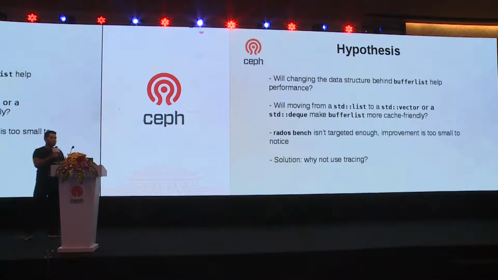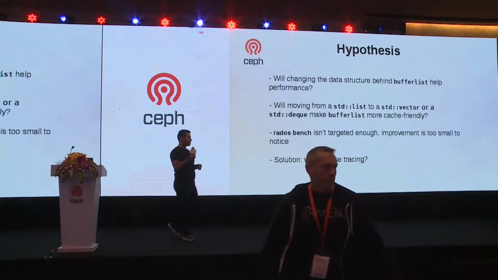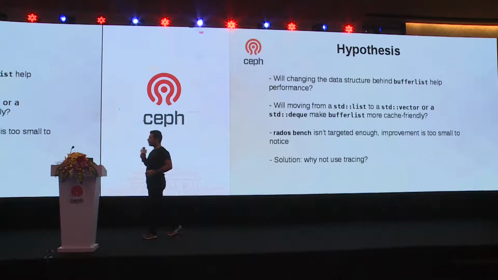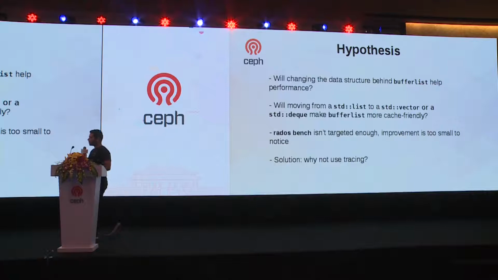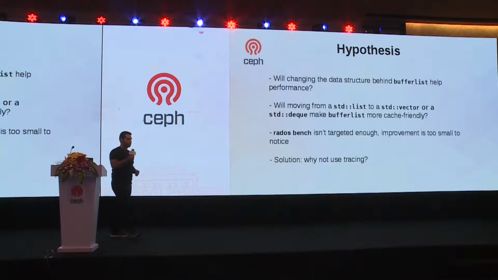How do we measure a gain, if any? I mean, such a change might be really, really small and insignificant. Doing a Rados bench or running FIO might not really expose the benefit or the regression, or it might be covered by something else. As important as buffer list is, a lot more goes into a workload in Ceph. I think we can use tracing for that.